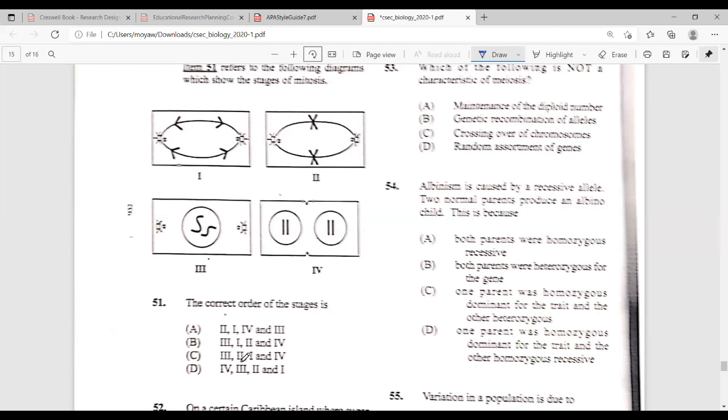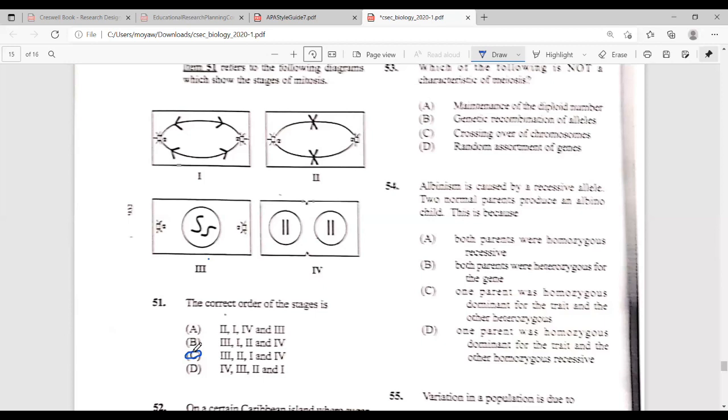The next thing we have to know is that if you know mitosis, the chromosomes have to align themselves at the equator. So II would have been the next thing after III, because the chromosomes have to align themselves. And then we would know that I would have been the next thing, then IV. So the best option here would have been C.